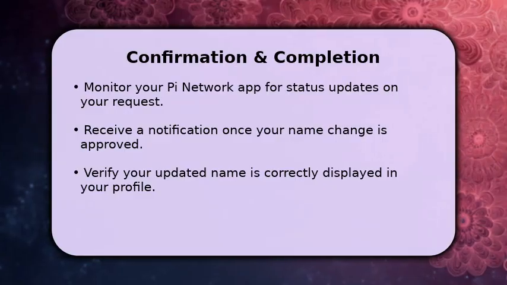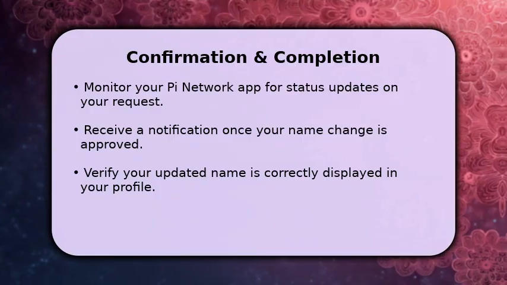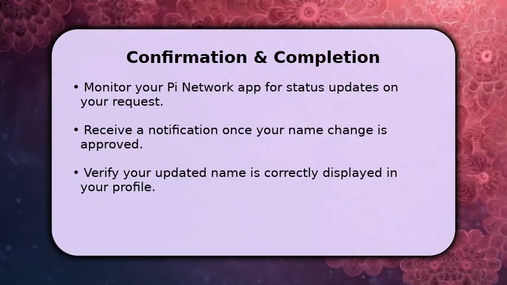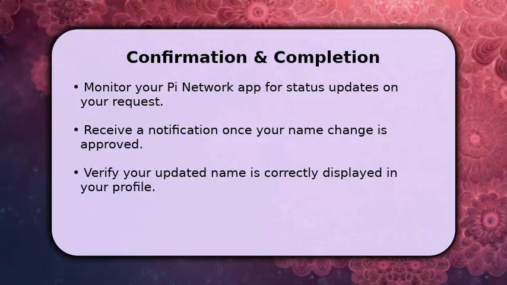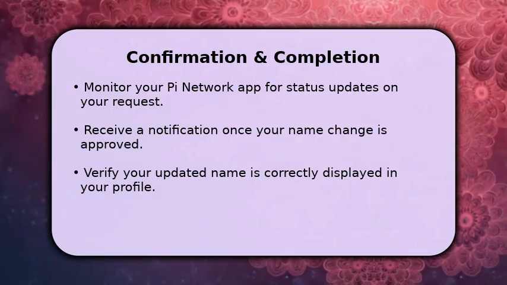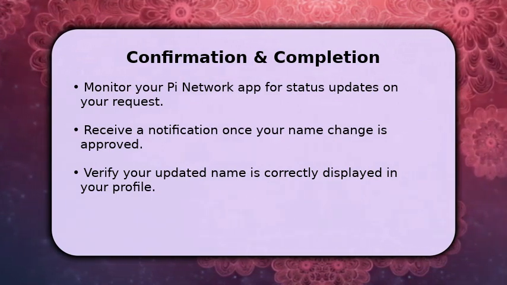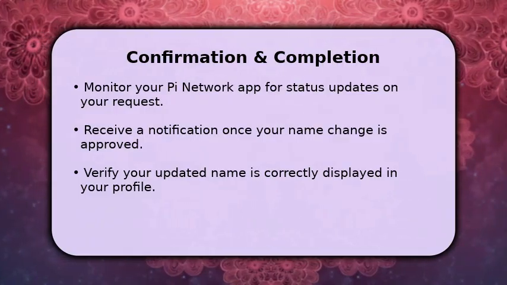Once your name change request is approved, you will receive a notification within the Pi Network app. It's important to check your profile to ensure your new name is correctly reflected. If you encounter any issues or have questions during this process, you can always reach out to Pi Network support for assistance. Congratulations on successfully updating your name.